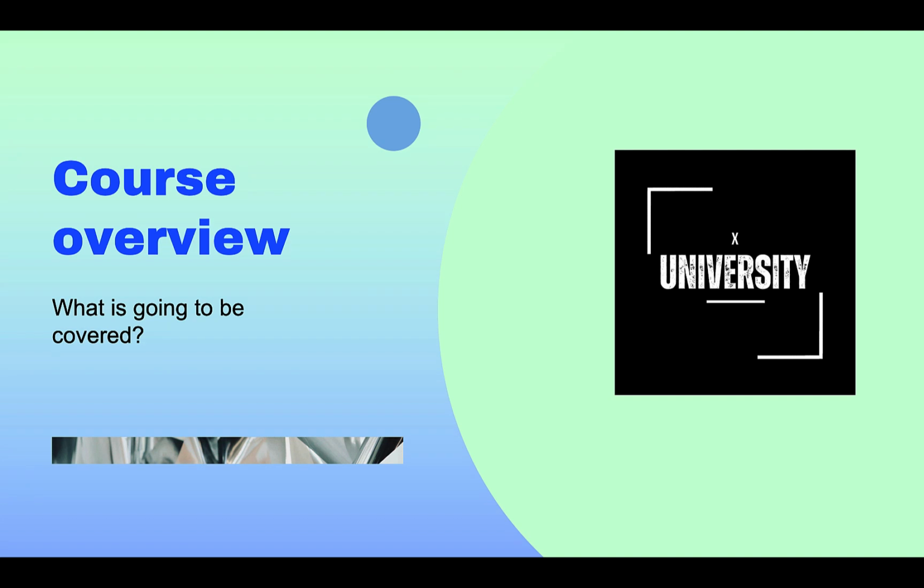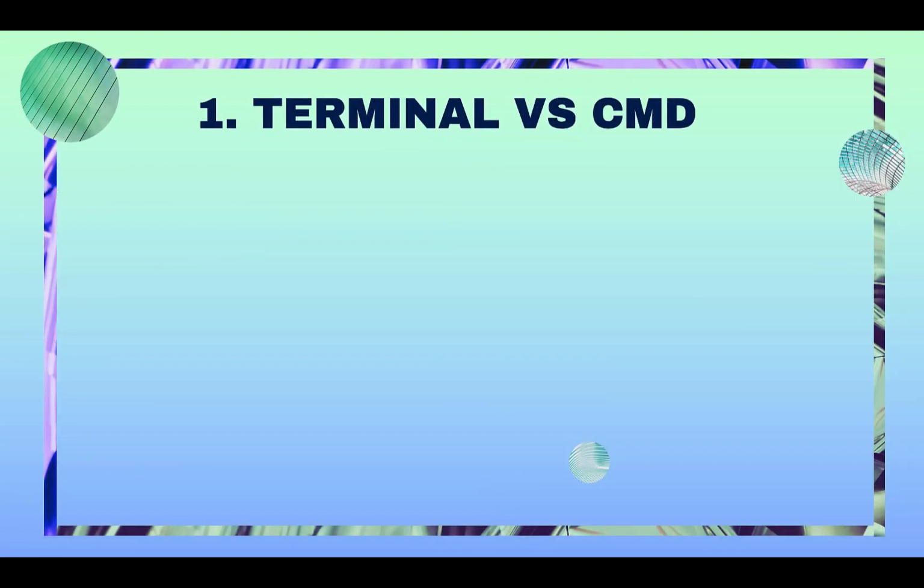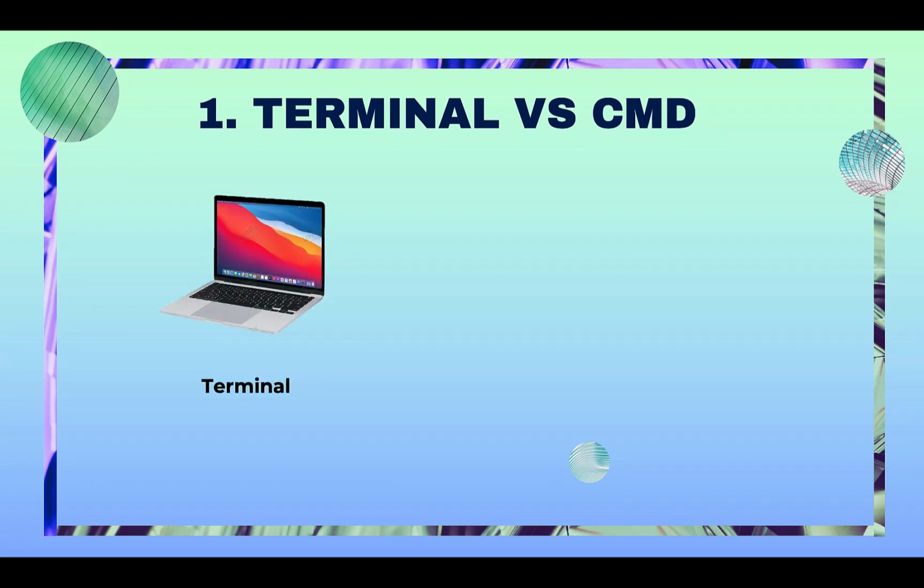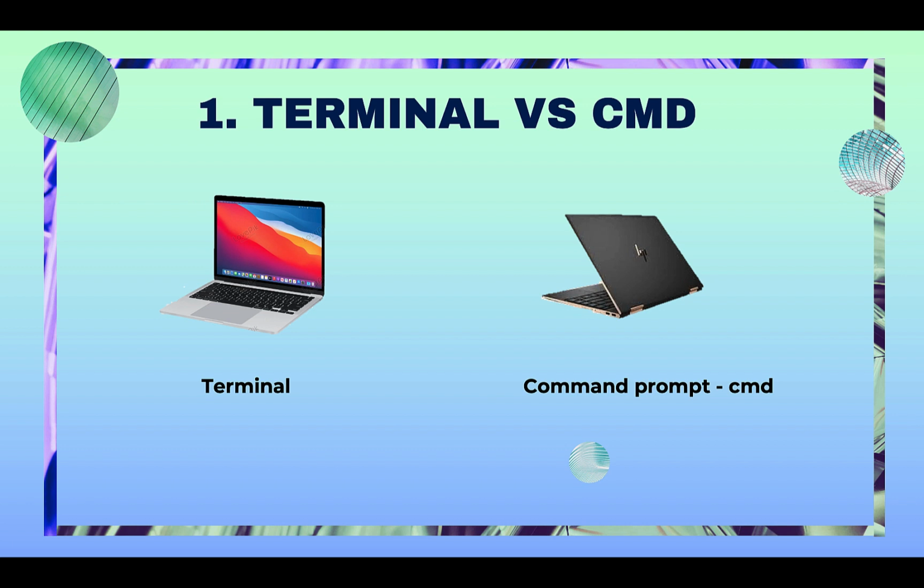The course itself is structured into chapters, with each covering a specific topic. The first chapter is about the terminal and the command prompt. The terminal is found on a MacBook, while CMD, or command prompt, is found on a Windows machine. These two are similar and have similar functions, with very small differences in how the commands are written. We'll pass through the commands and the differences will be highlighted.